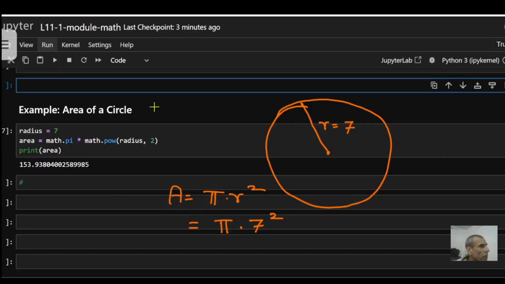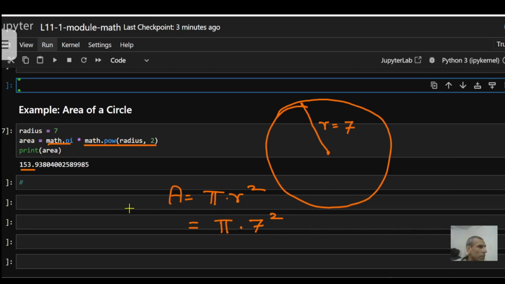And then there is area of a circle. Suppose you have a circle given to you like this, and you want to calculate its area, and the radius is 7. In this case, if you remember from your high school math, your area is equal to pi r square. So I'm just calling math.pi, that will be your pi, and then r square would be done using this function right here, pow(radius, 2). And when you calculate your area, the answer comes out to be this right here.